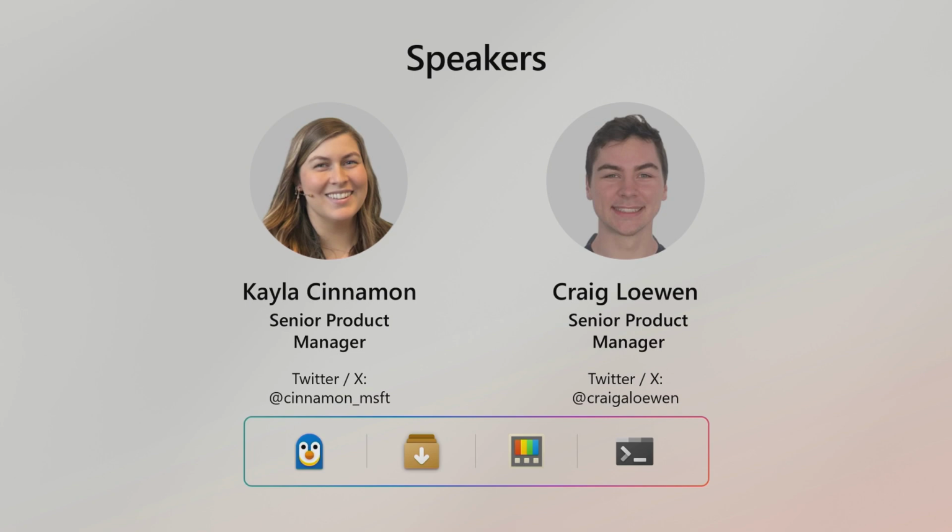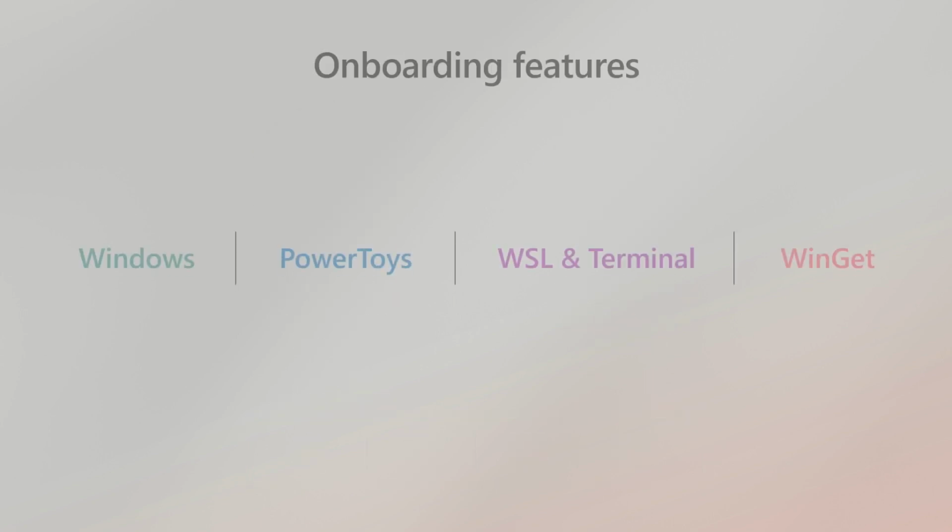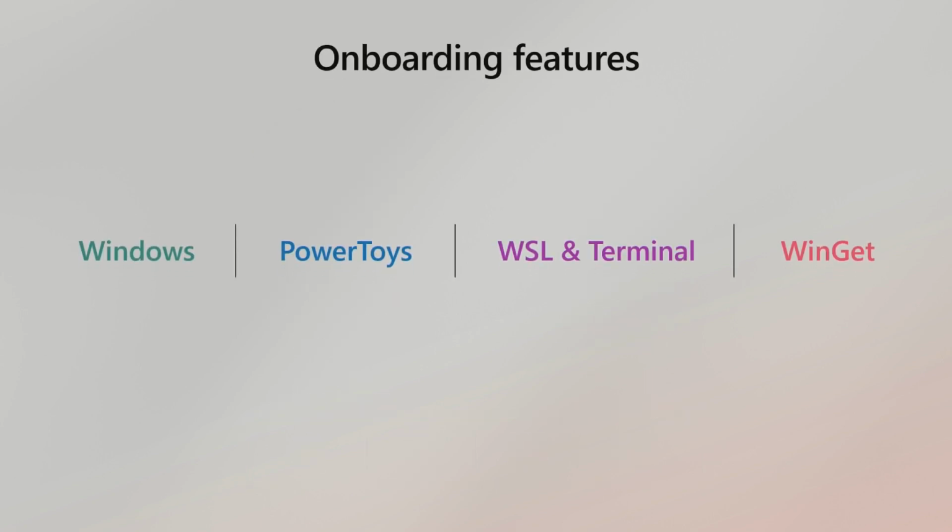Yeah, exactly. So we've got a lot of live demos and a lot of content that we want to show, but we're really focusing on 4 main pillars. That is Windows, where we're going to show you some things we've added to the OS to help you be more productive. We've also got PowerToys, which is a whole set of utilities to give you even more power on Windows itself. And then we've got WSL, which is Windows Subsystem for Linux, as well as some Windows Terminal updates. And then, of course, there's Winget, which is the Windows Package Manager.